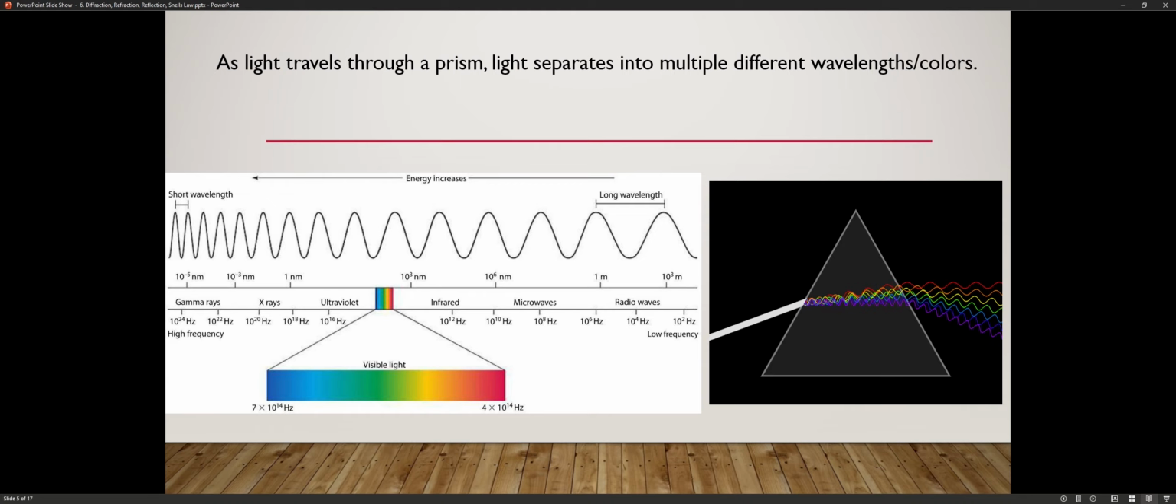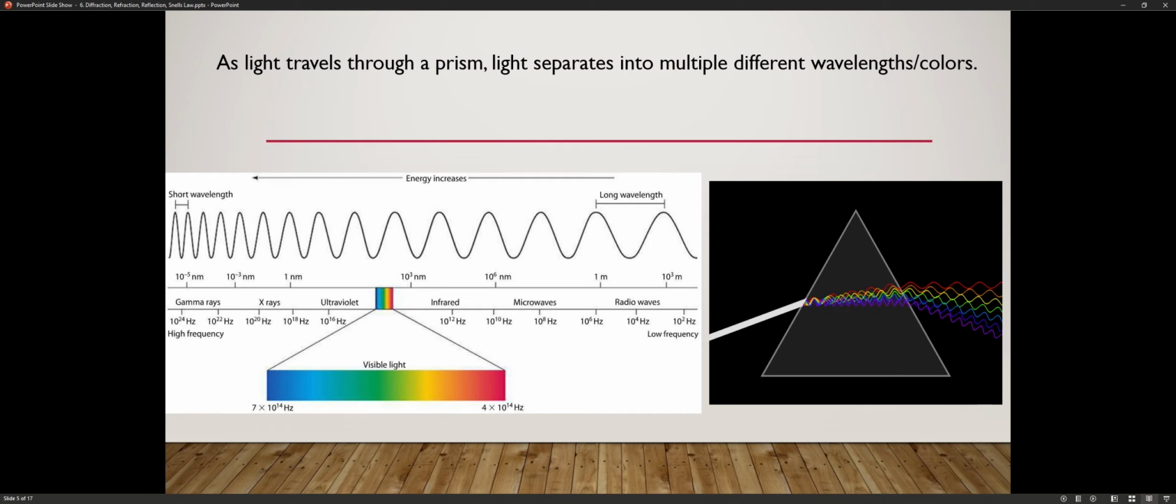Now, as light travels through a prism, light separates. This is a summary of both videos. Assuming you've watched both videos, I'm going to summarize it. As light travels through a prism, light separates into multiple different wavelengths and colors. So this is another property of refraction. This also falls under the category of refraction, so now we're diving a bit more into it.